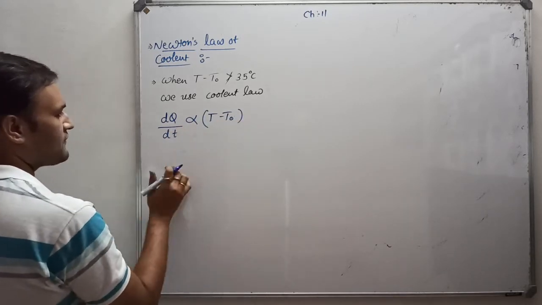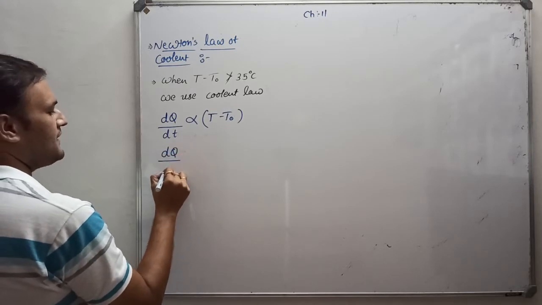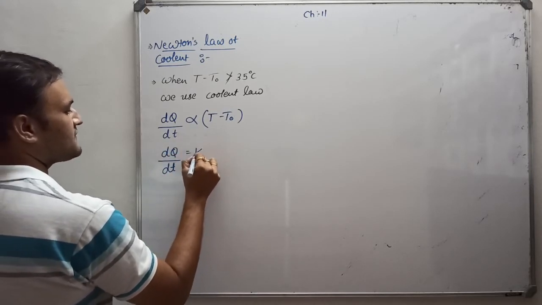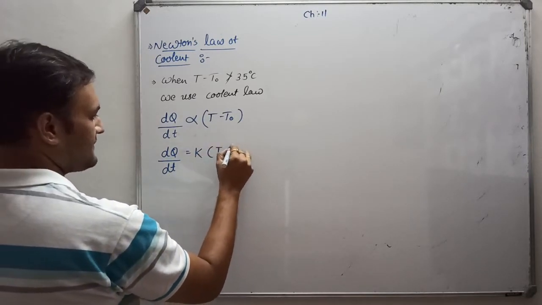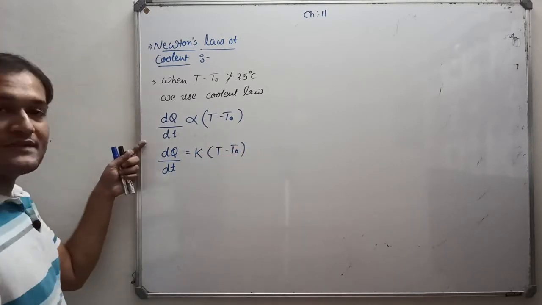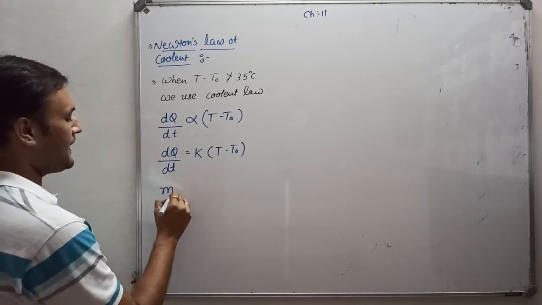Acha, taking the proportionality constant, that is dQ by dt. Here the proportionality constant of Newton's law of cooling is k, times T minus T0. Okay, dQ is equal to what? mc delta T.